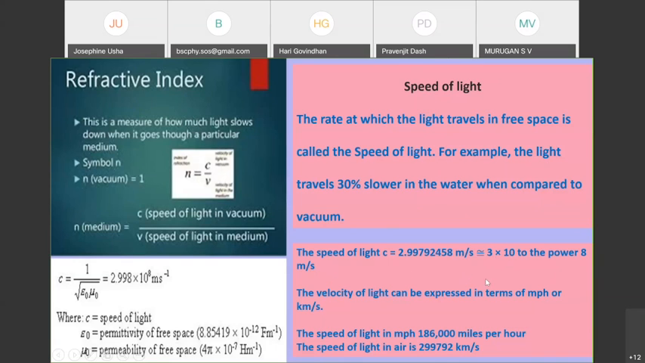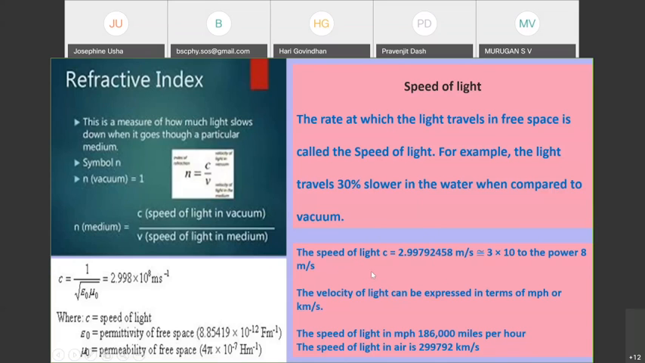Usually we say that the speed of light is approximately 3 into 10 power 8 meter per second, and in words I have written it here. The unit is meter per second. Actually, the exact value I have mentioned here is 2.99 into some value into 10 power 8 meter per second. So how are we getting this value?